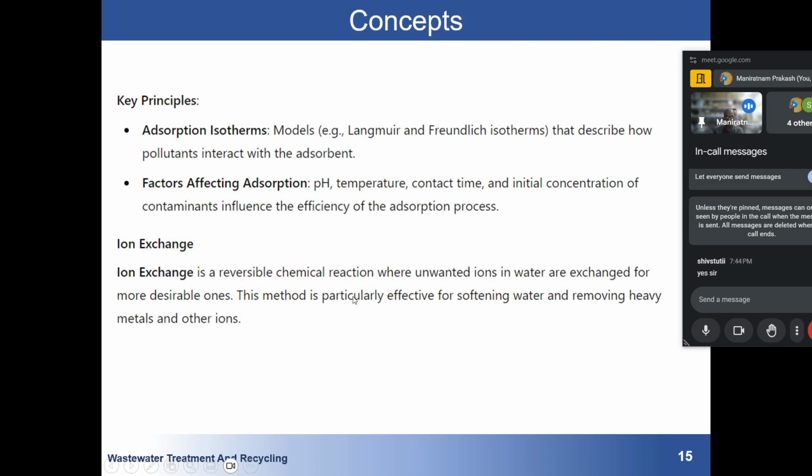Ion exchange is a reversible chemical reaction where unwanted ions in water are exchanged for more desirable ones. This method is particularly effective for softening water and removing heavy metals. Generally, as I said, for calcium, softening means from hard water to soft water. Hard water is due to the presence of calcium and magnesium, and we want to keep that within 200 milligram per liter. Magnesium also has some limit. If it exceeds that, we will be using this ion exchange method.